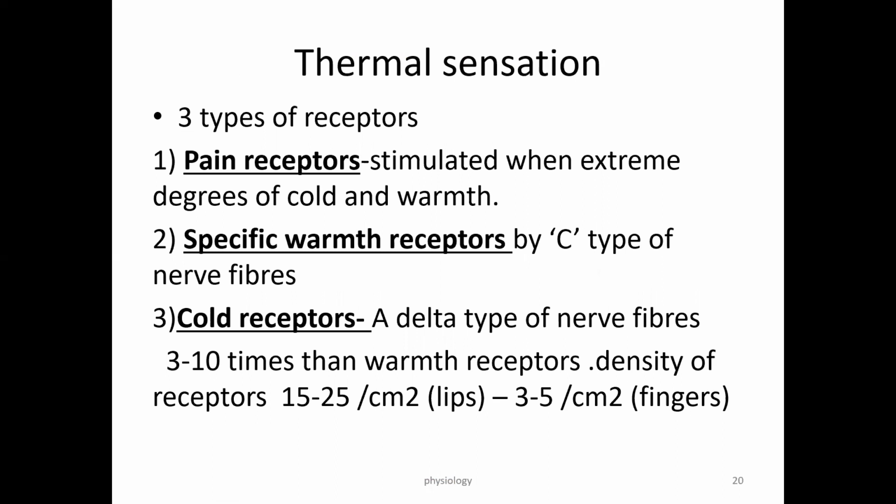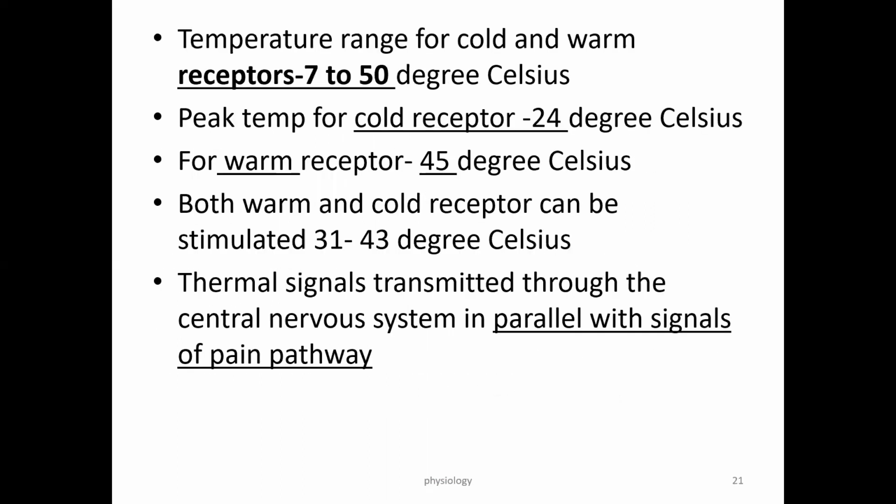Now about thermal sensation, they found that there are 3 types of receptor which get activated: the pain receptor, the specific warmth receptor, and the cold receptor. These receptors get activated at different degrees Celsius of temperature. For example, the pain receptor gets activated when the temperature is more than 50 or less than 7, that is severe cold or severe warmth. At more than 50 degrees Celsius, the pain receptor gets activated.